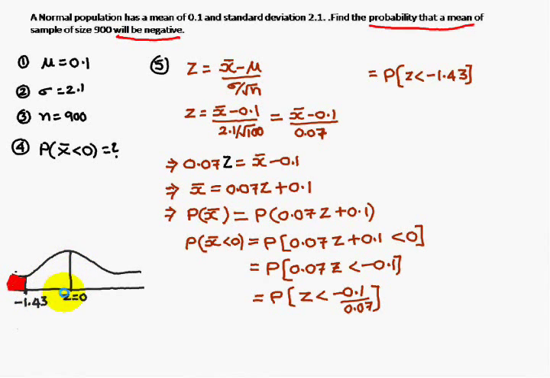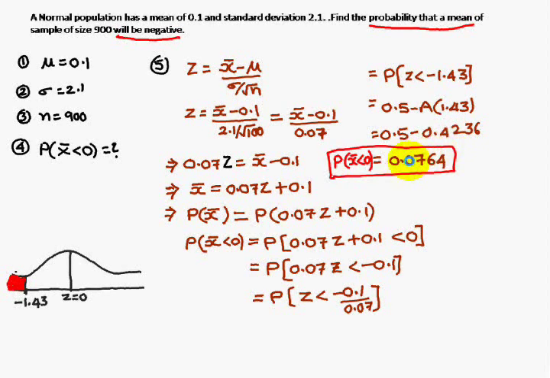From z equal to 0, this entire area is how much? 0.5. 0.5 minus this area gives the represented area. So 0.5 minus the area of 1.43, subtract that. That means 0.5 minus 0.4236, you are going to get 0.0764. This is the value.